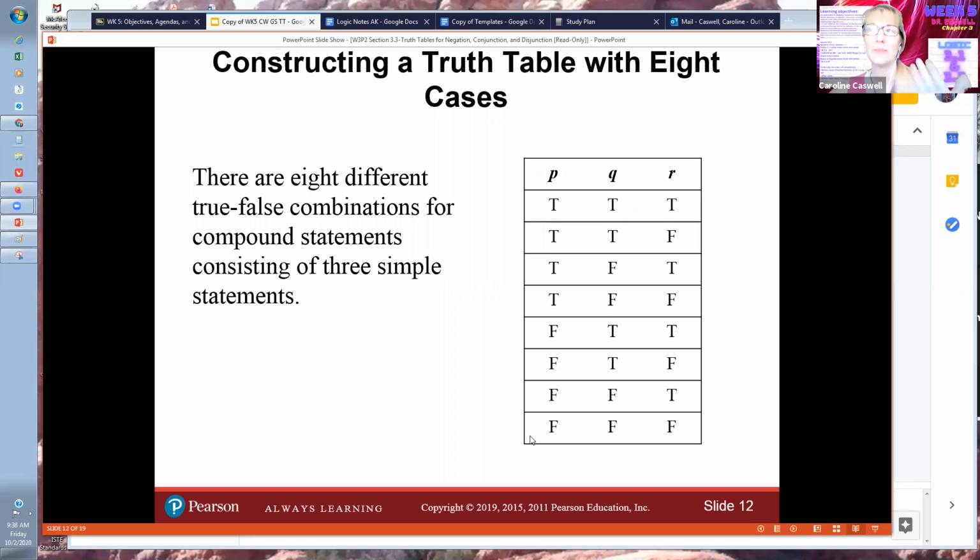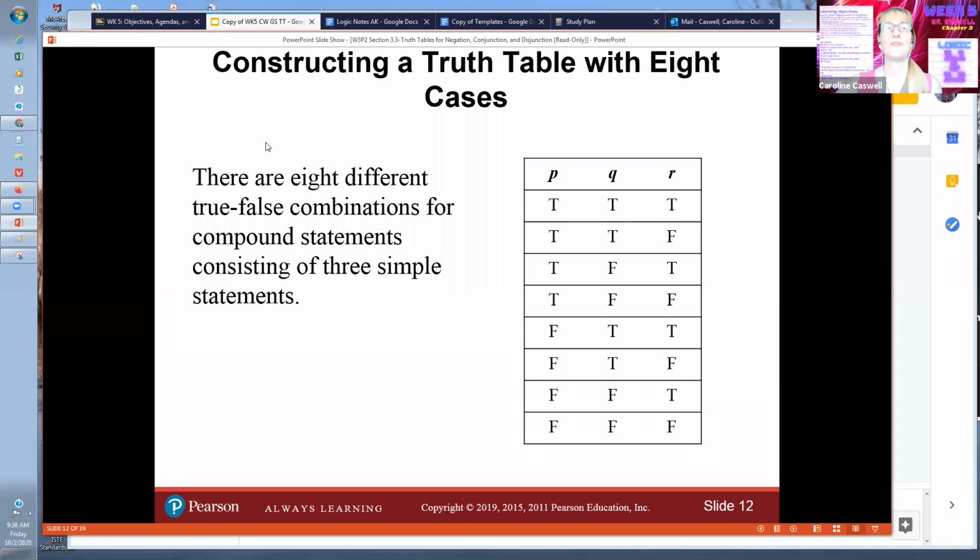Then we follow a different pattern for Q. We do 2 trues, 2 falses, 2 trues, 2 falses. Then we do every other, true, false, true, false. The reason we do that is because it gets very complicated with all the T's and F's, and you end up with 2 rows that are the exact same. And we don't need the exact same. We need unique rows that only deal with the true, false, true in the order it should be done.